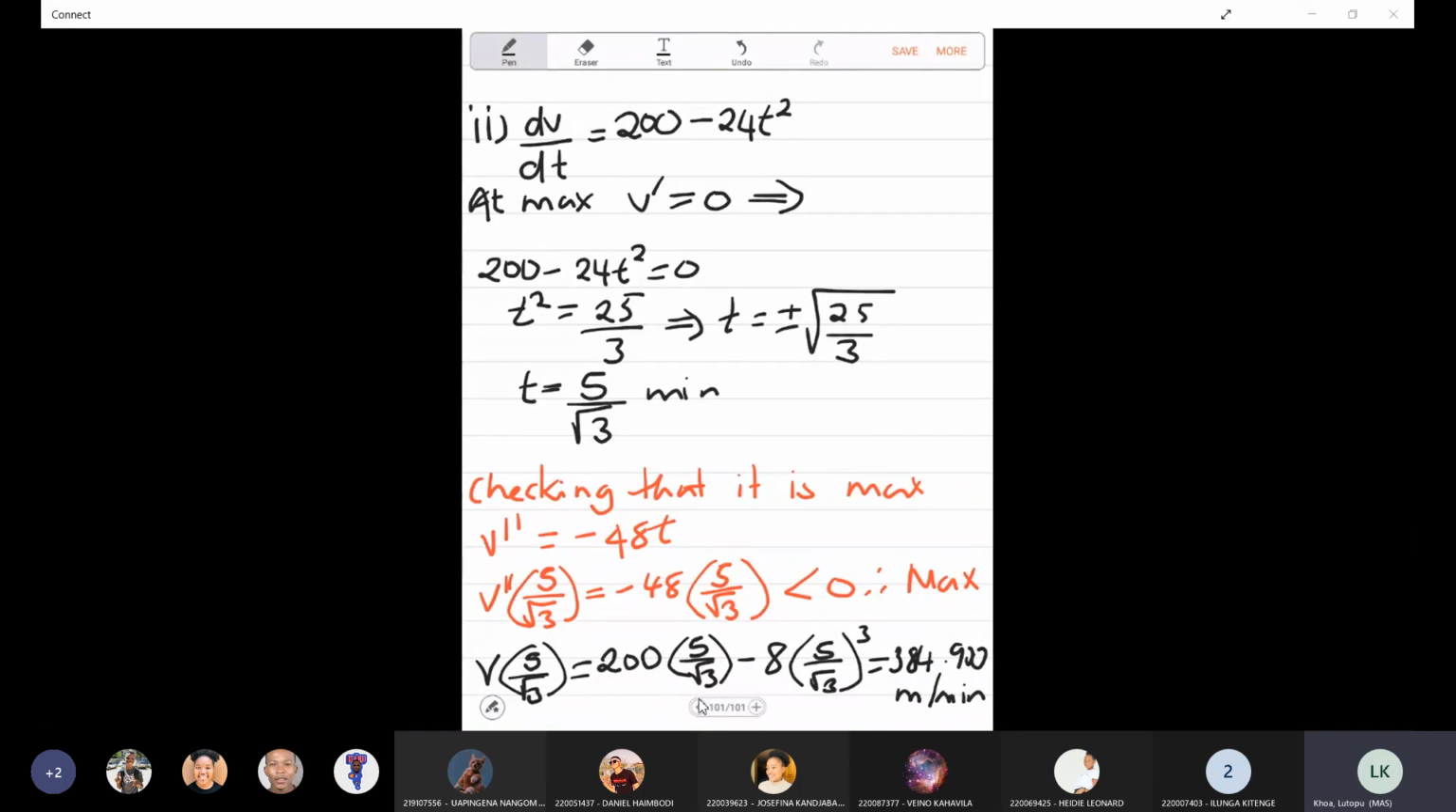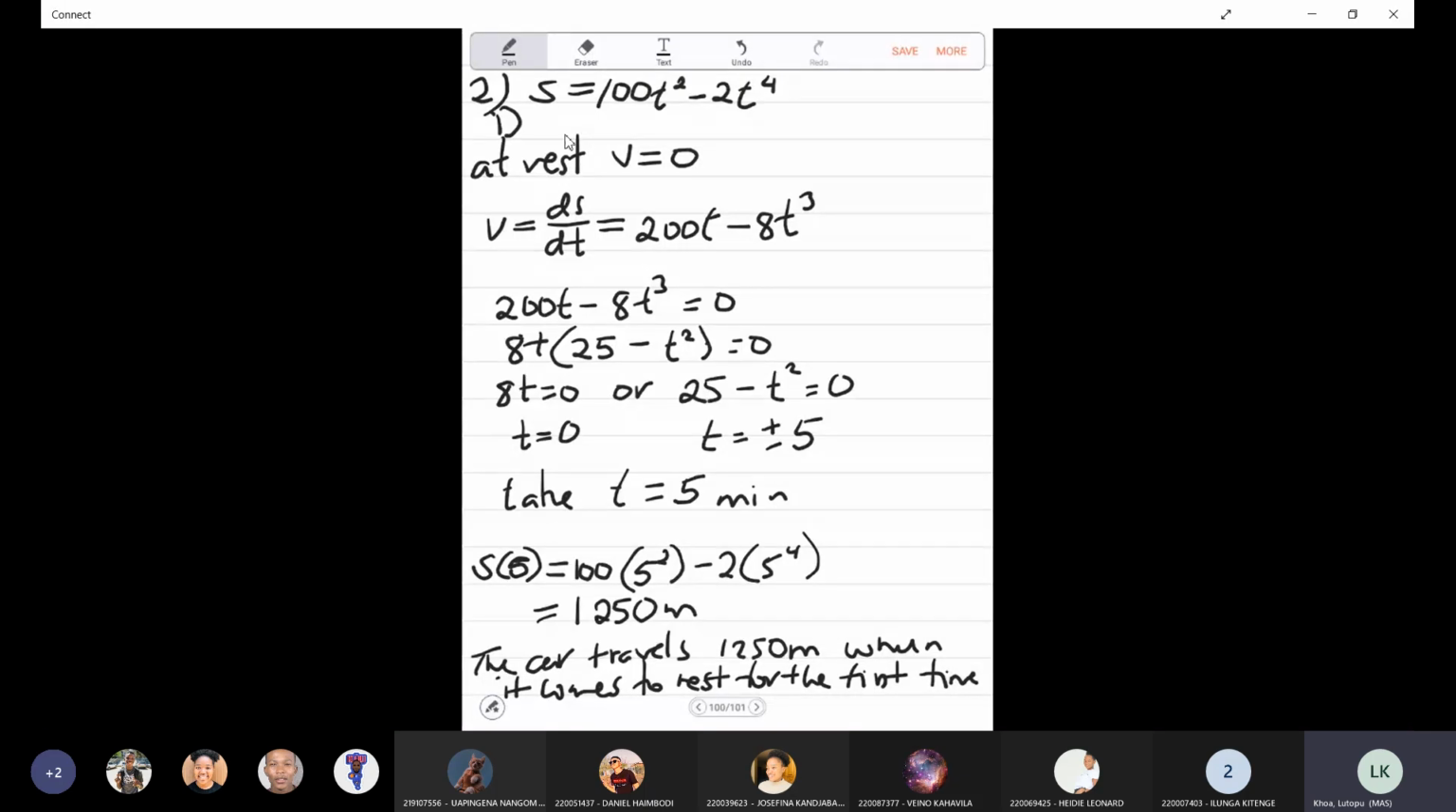Then the third one says, where's the third one? How far did the car move before it reached its maximum speed? So that is talking about displacement. So we know that it reached its maximum speed after 5 over the square root of 3 minutes. So now we just need to work out what is the displacement when t is equal to this. So we already have the formula for the displacement. There it is, 100t squared minus 2t to the power of 4. We just substitute 5 over the square root of 3 there.